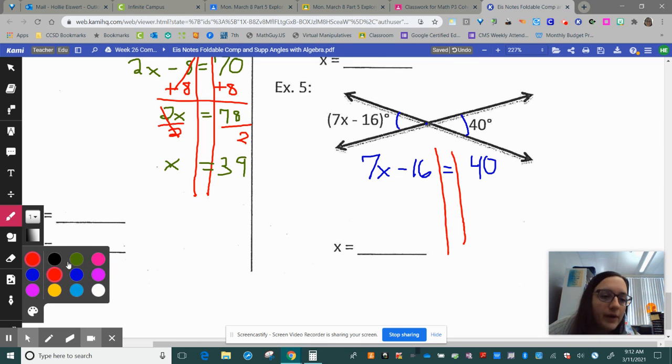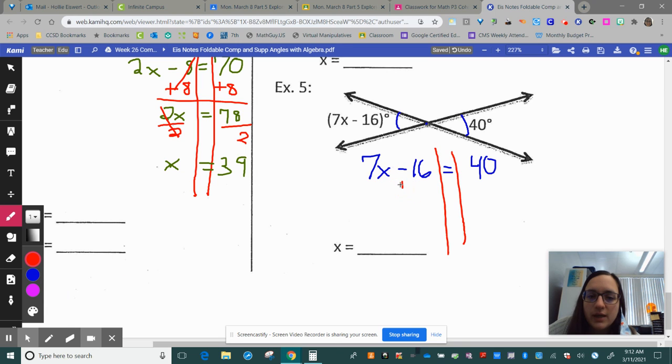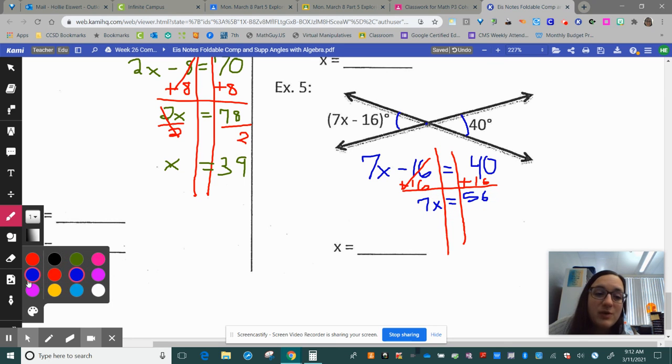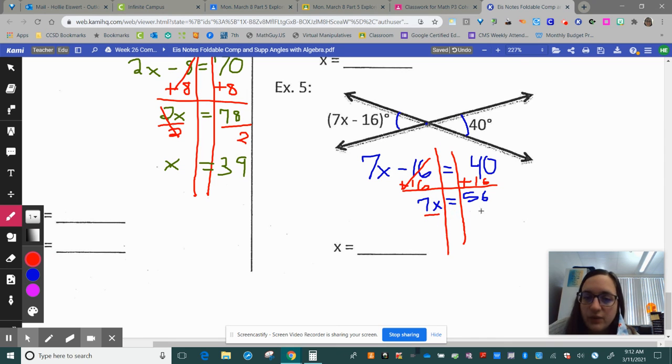All right, here we go. So to get rid of that minus 16, we can add 16. Whatever we do to one side, we do to the other. So we are left with 7x equals, well, that'd be 56. Some of you can mental math that to the answer if you know your math facts. If not, we divide both sides by 7, which leaves us with x equals 8.